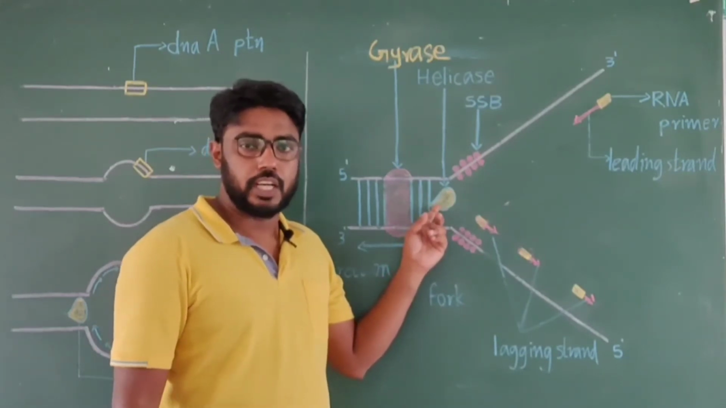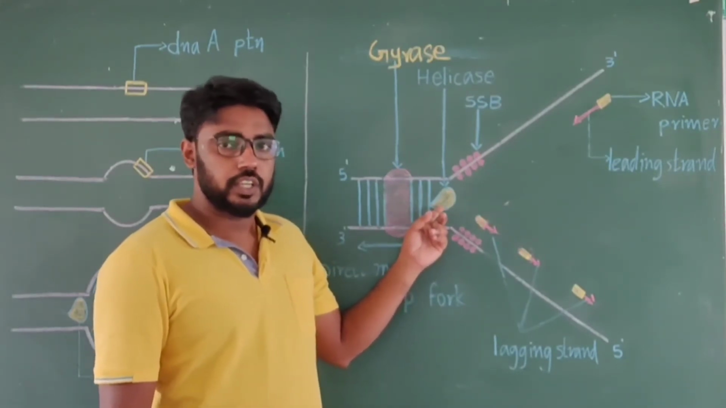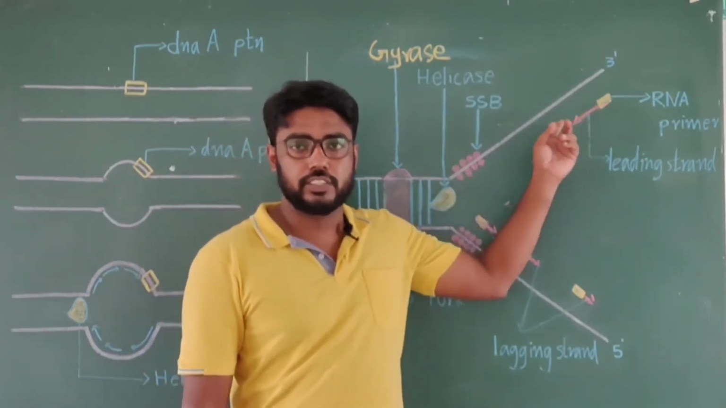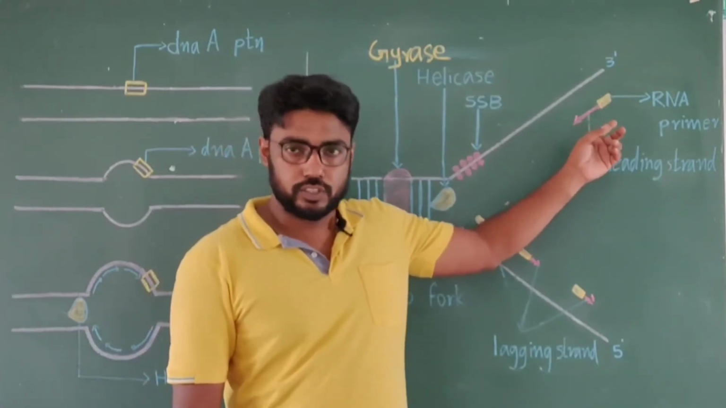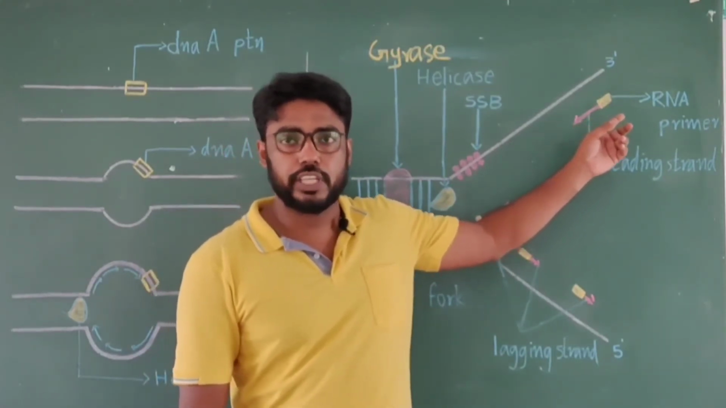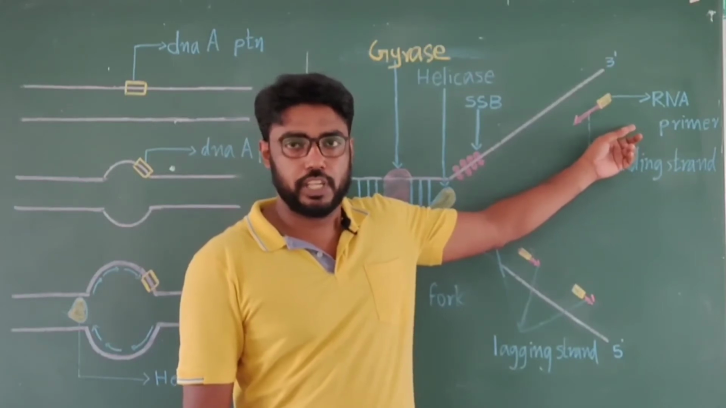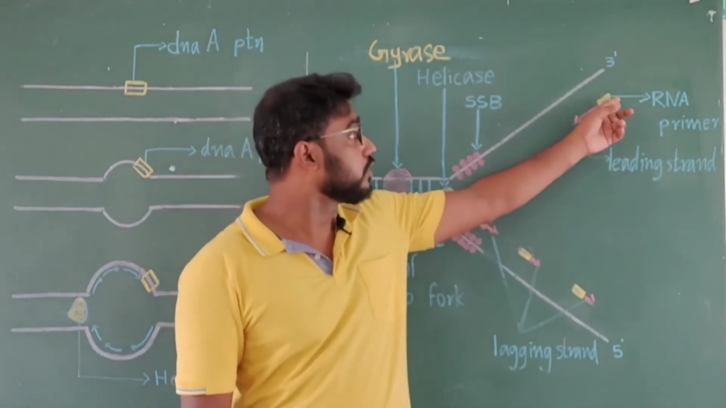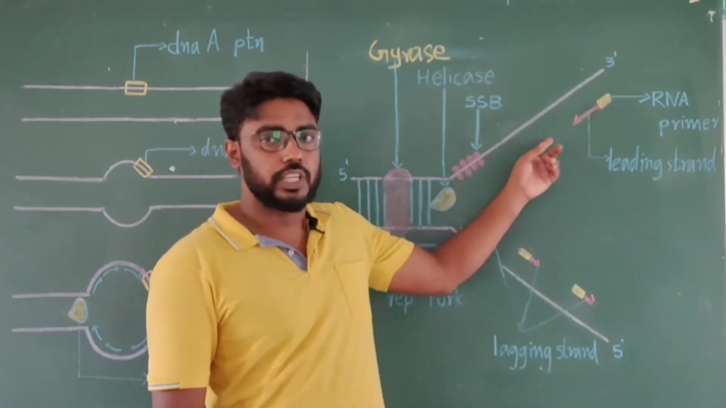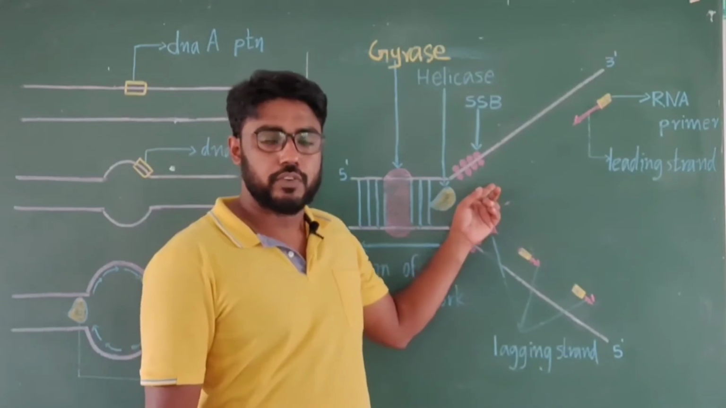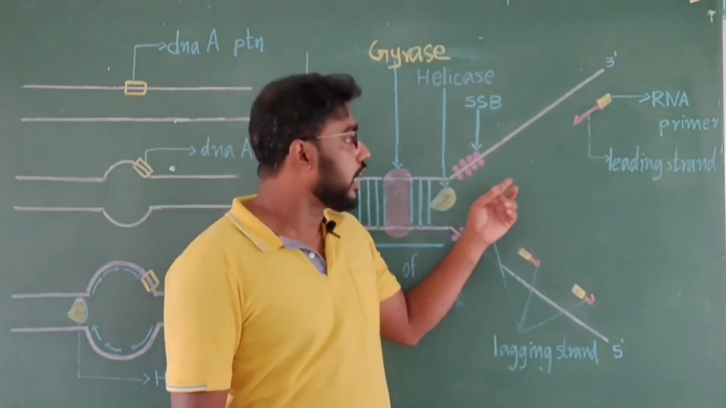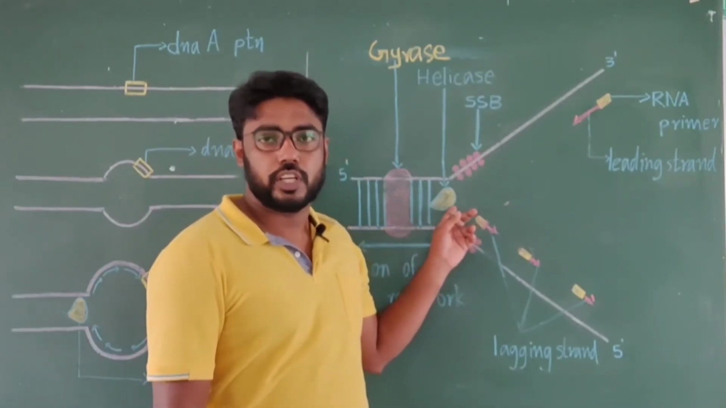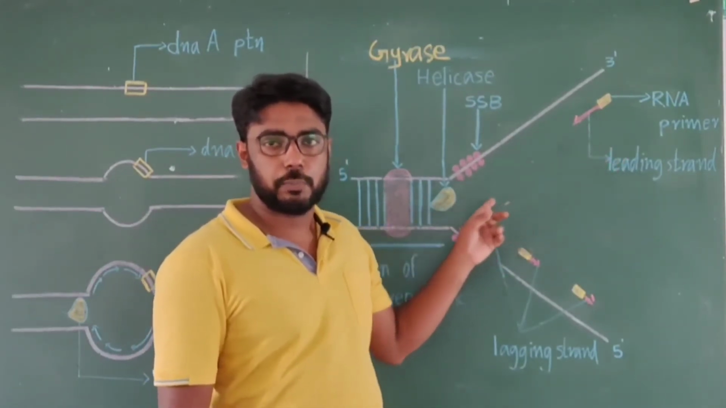During the process of elongation, DNA polymerase 3 will synthesize the daughter strand in the 5' to 3' direction. Here you can see the 5' to 3' direction of synthesis, and one strand will be synthesized towards the replication fork.